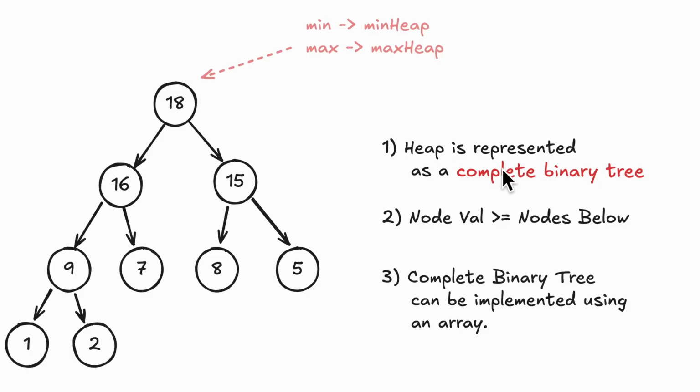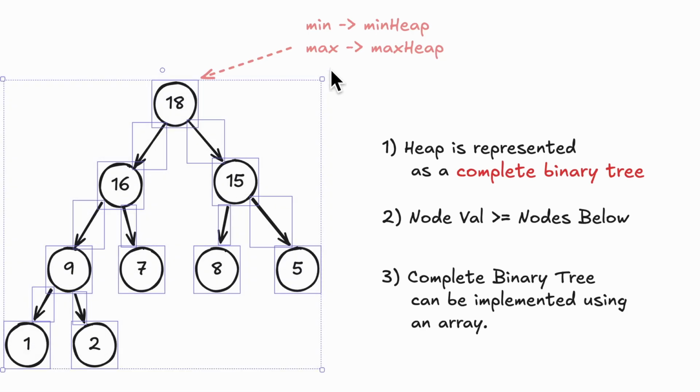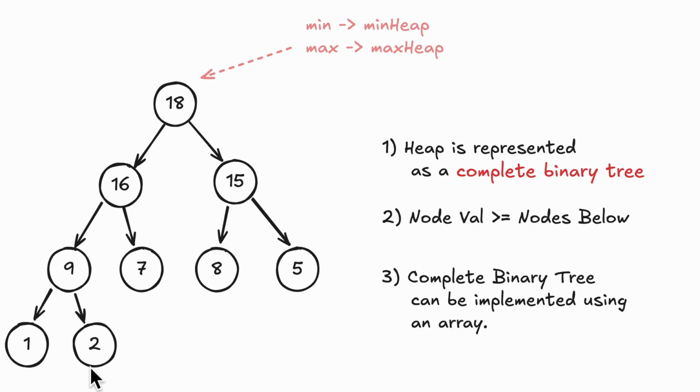So basically, a heap is represented as a complete binary tree, and one more point is the root of that complete binary tree will be the minimum for the min-heap, and it would be the maximum for the max-heap. Currently we are designing the max-heap, so this is the maximum node in this complete binary tree. See, 18 is the maximum among all the nodes. So this is the first point that you need to keep in mind, that a heap is represented as a complete binary tree where the root is the maximum for the max-heap.